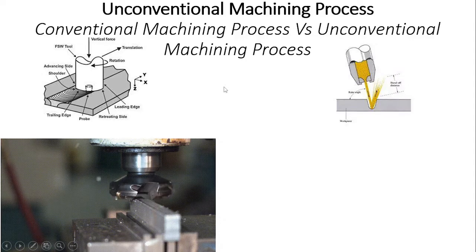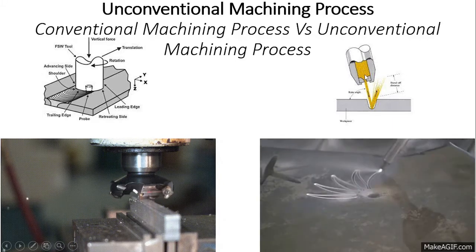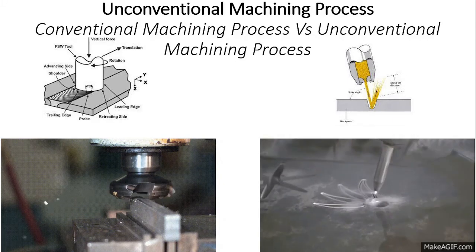Then unconventional machining process, here you see the torch is available. Inside of the torch there is yellow color fluid available, which is the medium. So here water is used to cut the material. The difference is that in conventional machining the tool is directly contacted with the workpiece. Here the workpiece is contacted with some medium. The medium is water. So the material removal does not occur directly.